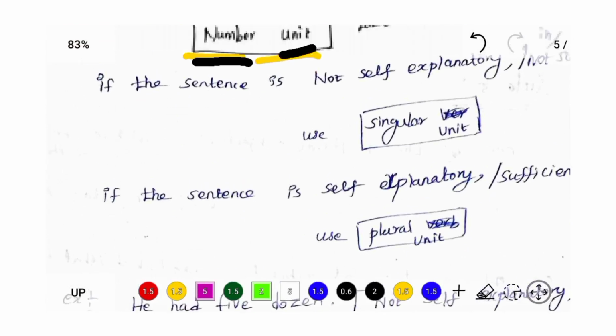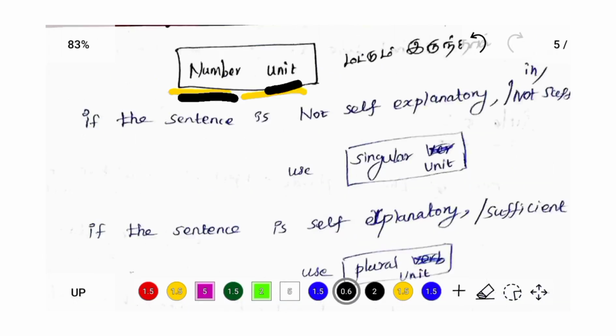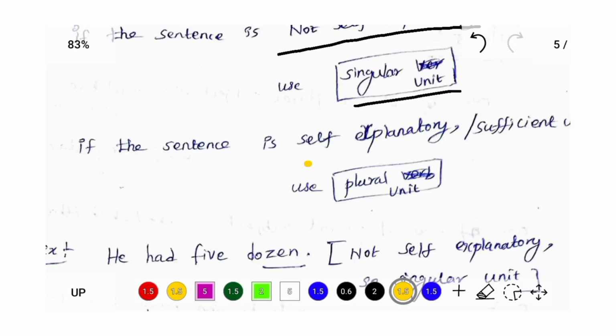Let's see some examples, then you can understand. But note that for not self-explanatory, use a singular unit. For self-explanatory, use a plural unit.